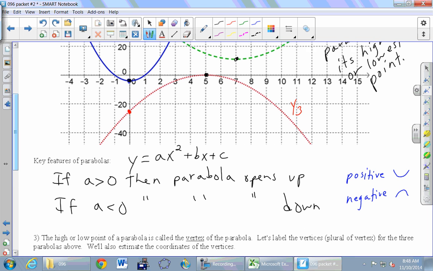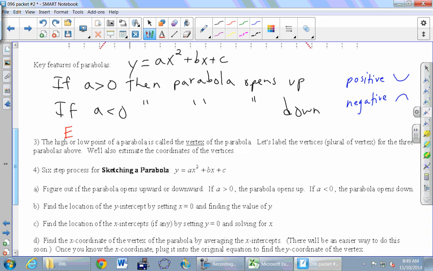Let's talk about intercepts, x-intercepts first, actually. So how many x-intercepts does the blue graph have? Two. Two places where the blue graph hits the x-axis. How about the red graph? Just the one. And the green? None. And so those are all the possibilities, actually, for how many x-intercepts a parabola could have. So we'll write that over here. Every parabola has 0, 1, or 2 x-intercepts.